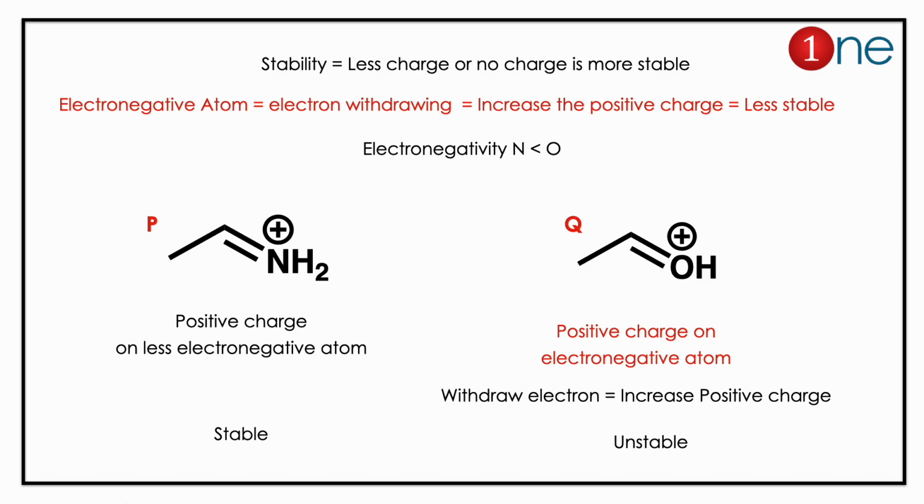So the cation on oxygen is unstable. Similarly, the cation on nitrogen is stable because it's not electron withdrawing as much as oxygen. The concept you have to learn here is that the stability of charges is dictated by charge density.